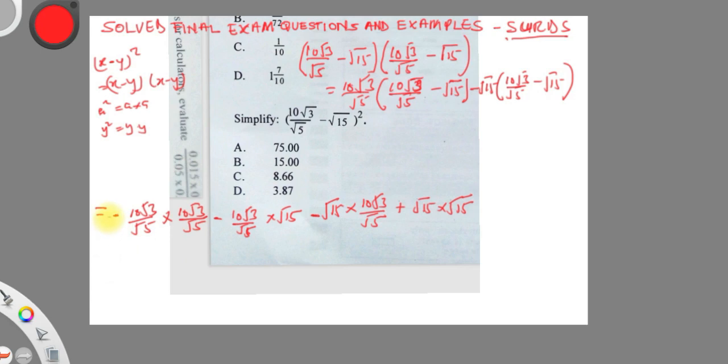Okay. So this is an equal sign, not a negative. This is an equal sign, and this is positive. So here, what does it mean? It means that this one is the same as 10 root 3, all over square root of 5.